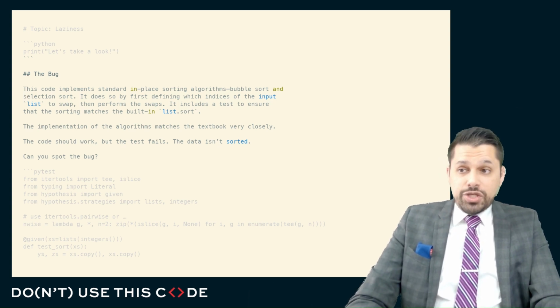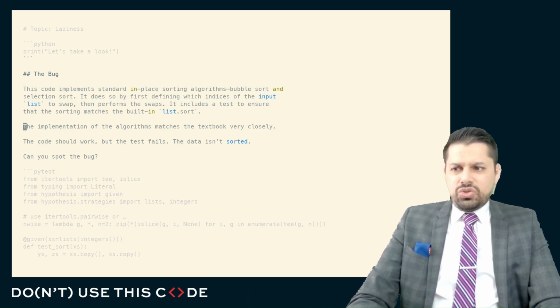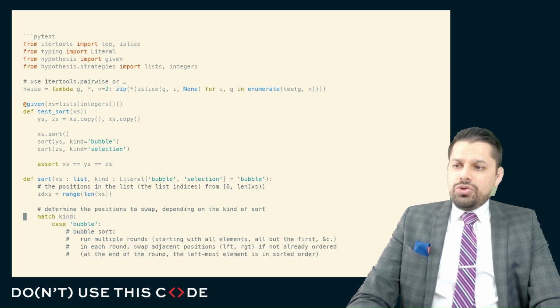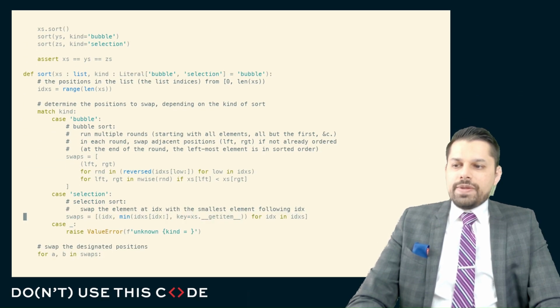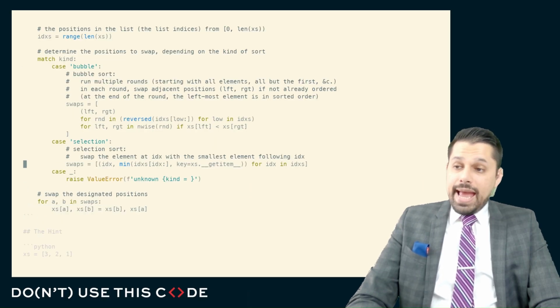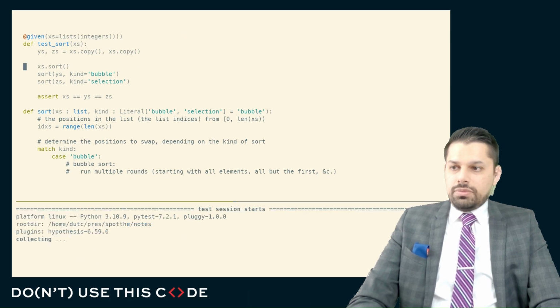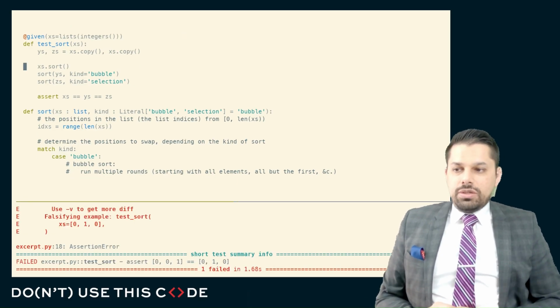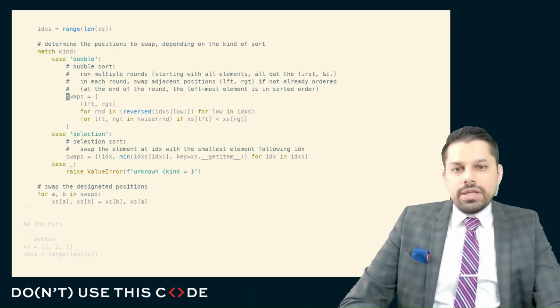We've written a test to make sure that our code is correct, but when we run the test, the data isn't sorted. Here, you can see that we first define the swaps for the bubble sort and the selection sort, and then we actually swap the designated positions. And we have a very simple test that tells us, did the bubble sort and the selection sort match up to xs.sort? If we run this test, we'll see the test fails. Can you spot the bug?